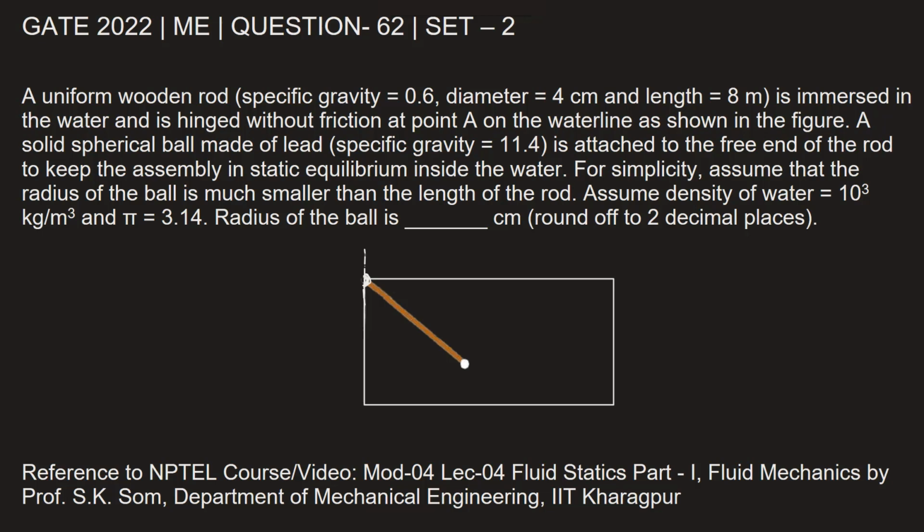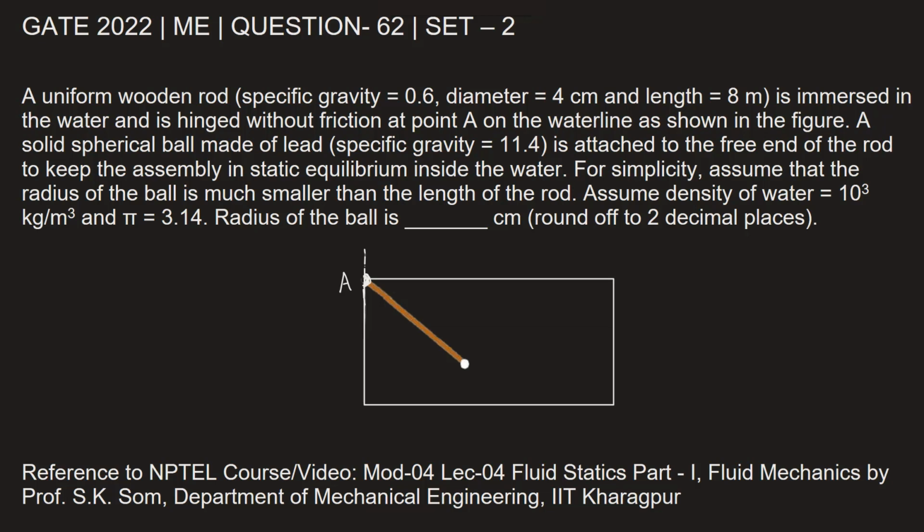This question is from year 2022 Mechanical Engineering paper set 2, question number 62. A uniform wooden rod, specific gravity being 0.6, diameter being 4 cm and length 8 meter, is immersed in the water and is hinged without friction at point A. This is point A as shown in the figure.